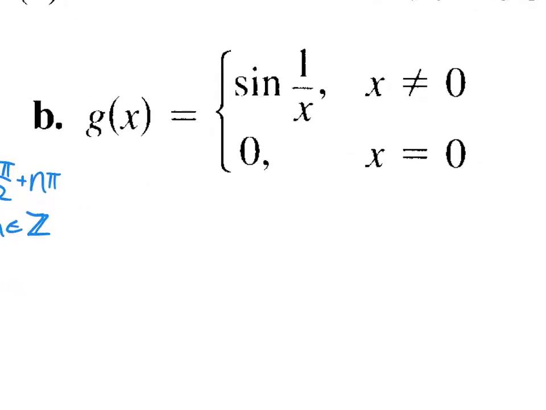Alright, how about this piecewise function? Sine of 1 over x when x is not 0, and 0 when x is 0. Domain of sine is negative 2 pi to 2 pi? No. What's the domain of sine? All real numbers. Often we would only give answers from negative 2 pi to 2 pi, but the actual domain is all real numbers.